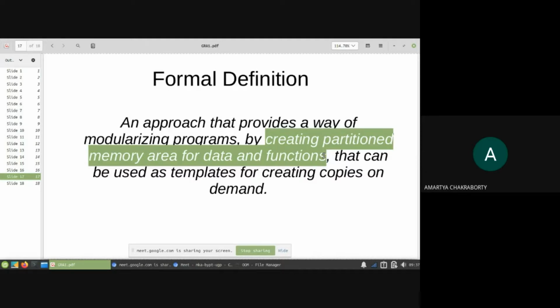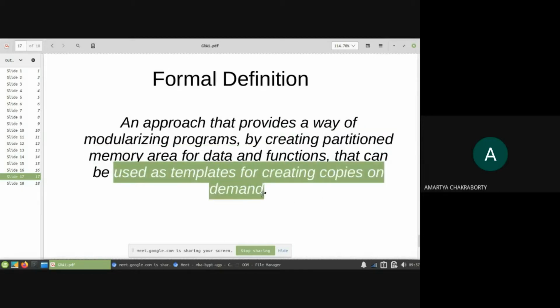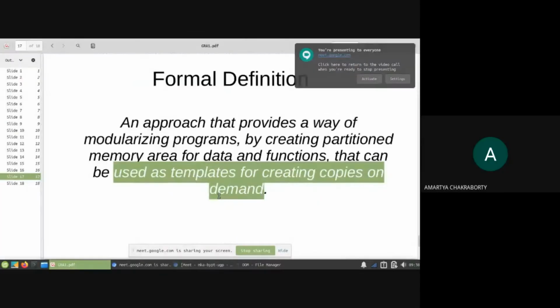Now, these partition memory areas, these modules or objects, can be used as templates for creating copies on demand. So when I have a particular object which represents my laptop, I can simply, if required, create a copy of that object, and I could make it correspond to Ayush's laptop.